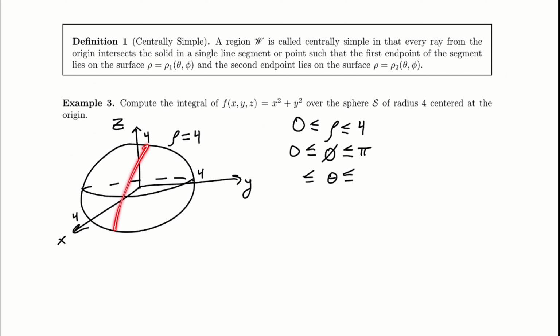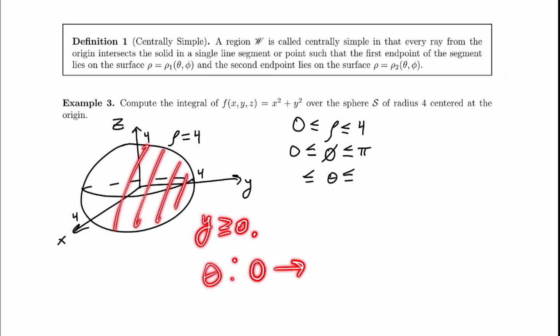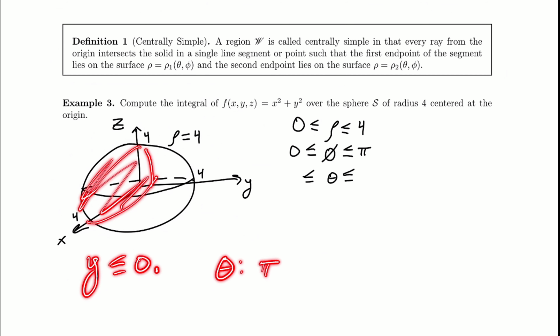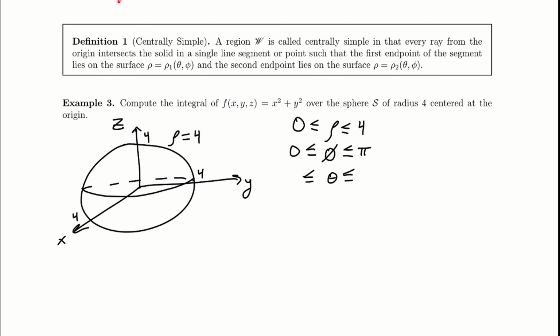It's not like we only want this half of the sphere, the half for which y is greater than or equal to 0. In that case, we'd say theta goes from 0 to pi. Or if we only wanted this half of the sphere, the half for which y is less than or equal to 0, then we would say theta goes from pi to 2 pi. But we want the whole sphere. So theta is going to range from 0 to 2 pi.